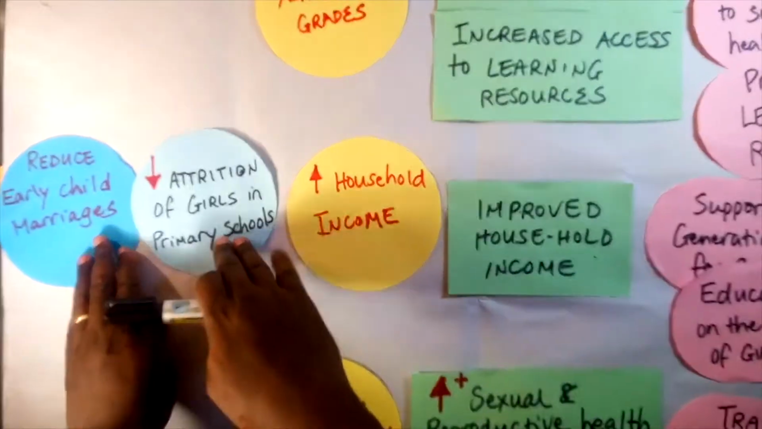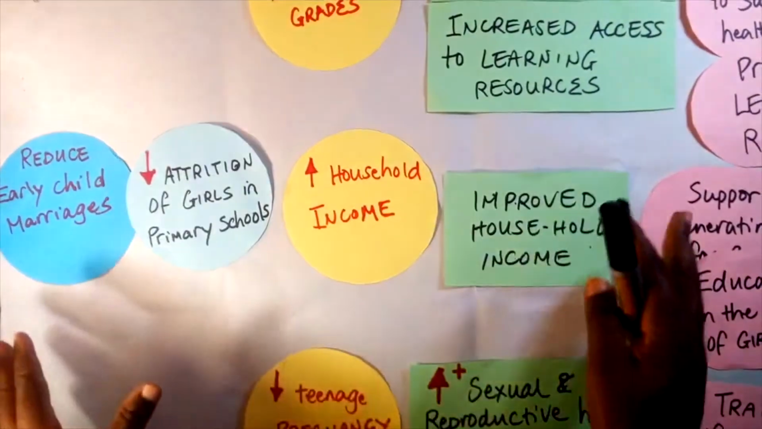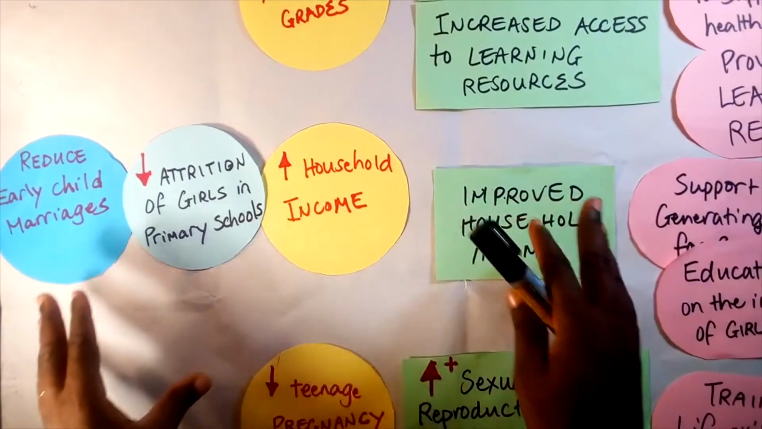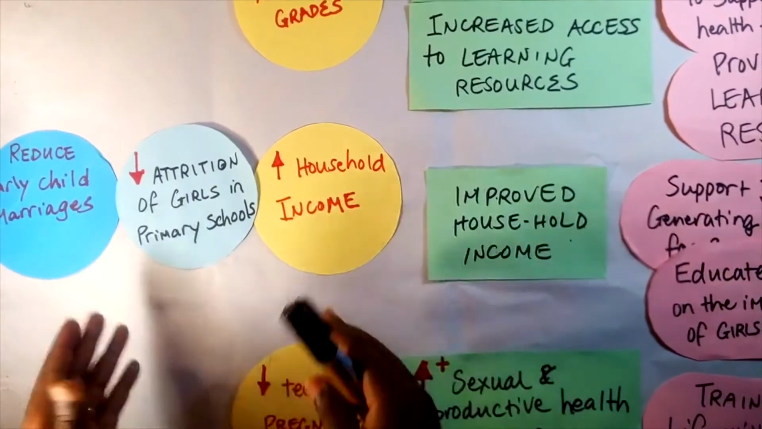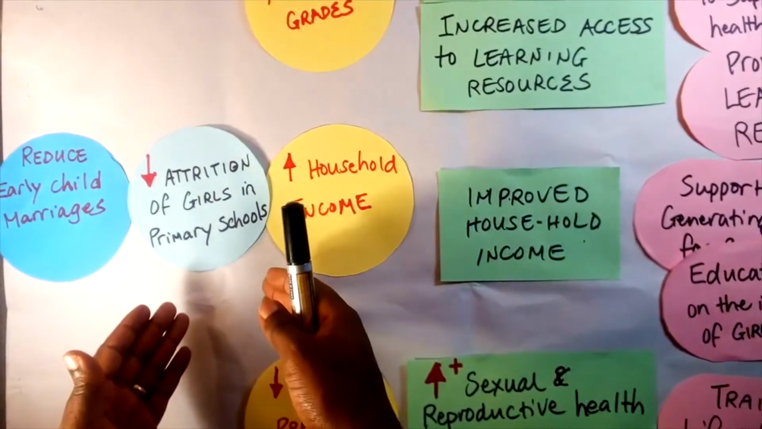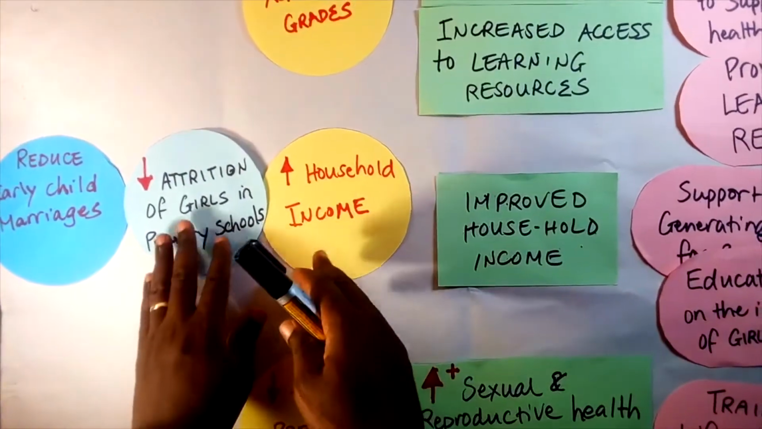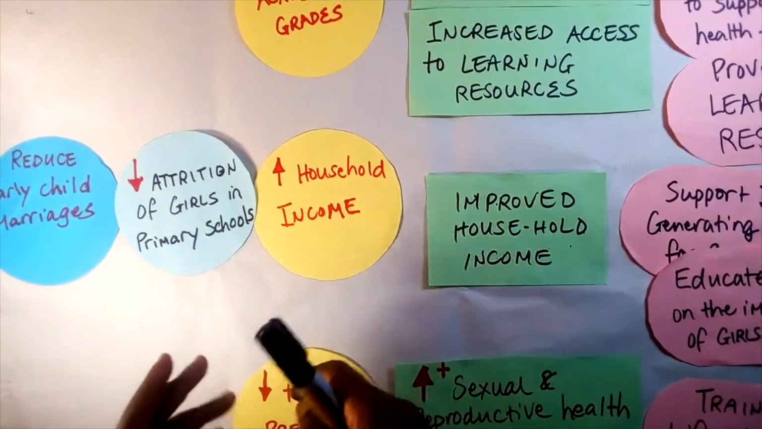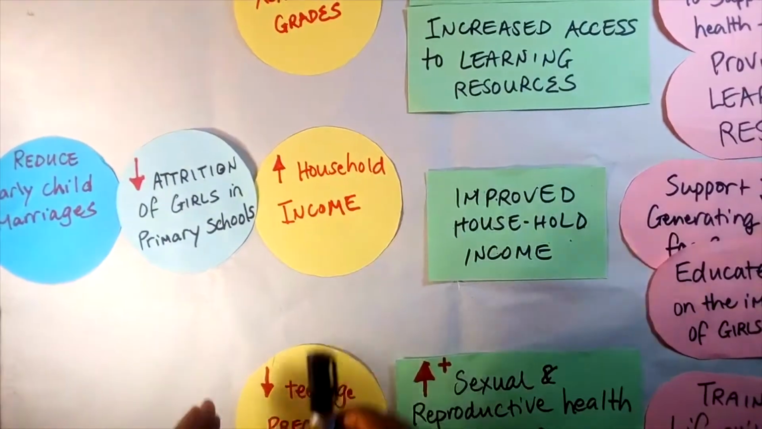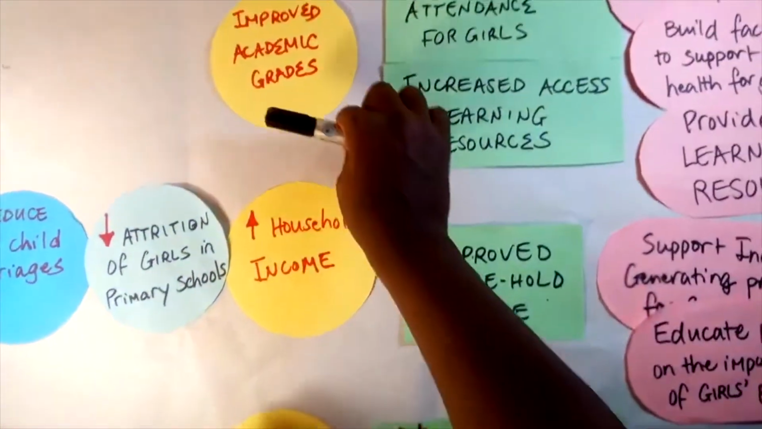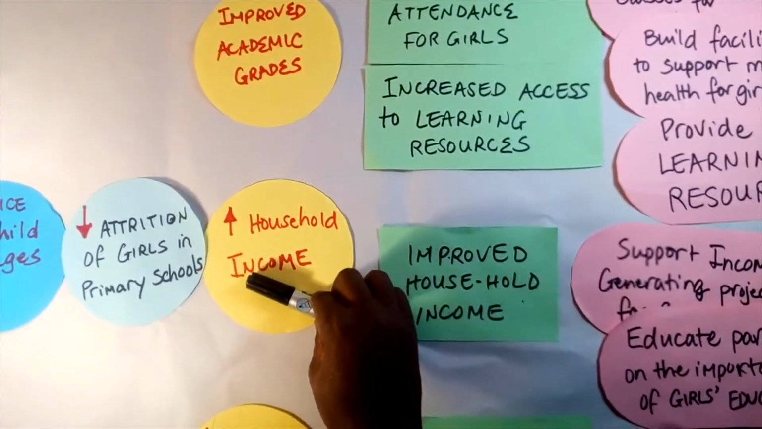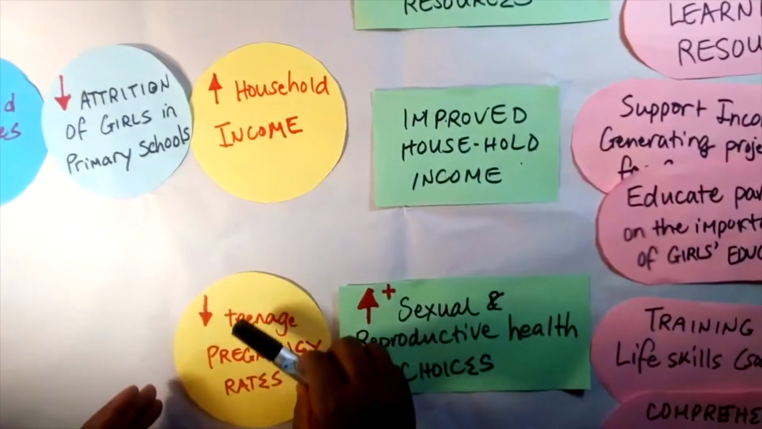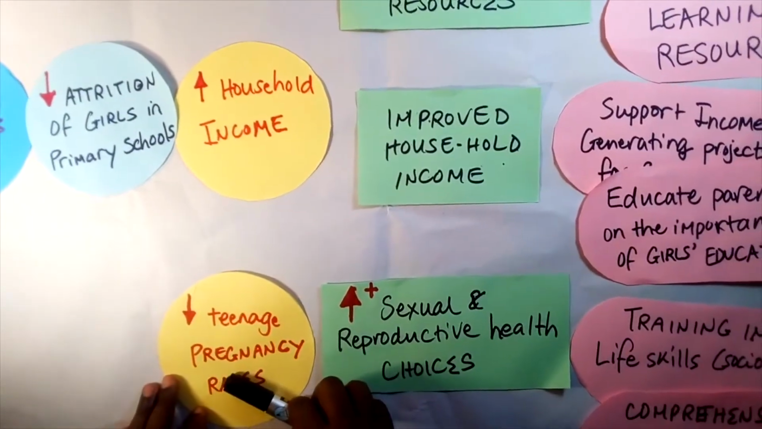Then the objective tree rearranged this whole stack of cards differently. We have the goal there, which is to reduce early child marriages, and then we want to reduce attrition of girls in primary schools. We want to make sure that girls complete school when they enroll. And because of that, we have a level of outcomes: 1, improve academic grades; 2, make sure there's sufficient household income; and 3, reduce teenage pregnancy rates.